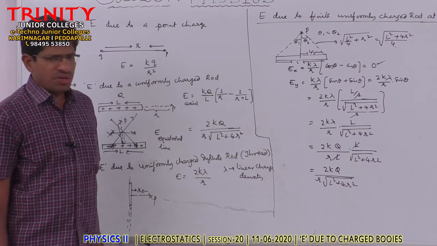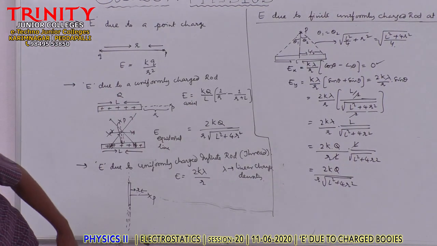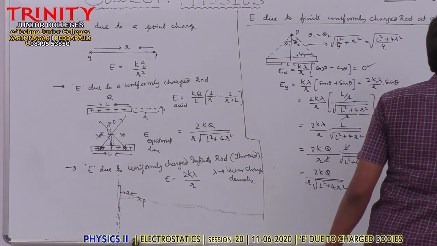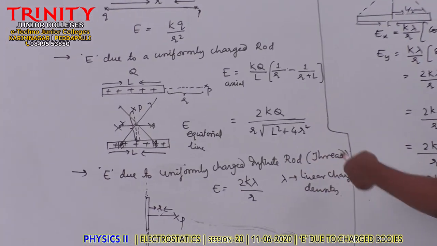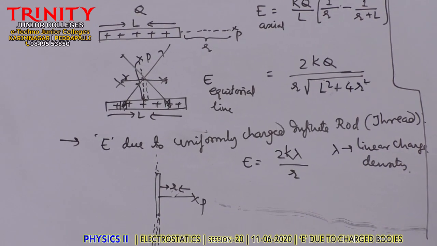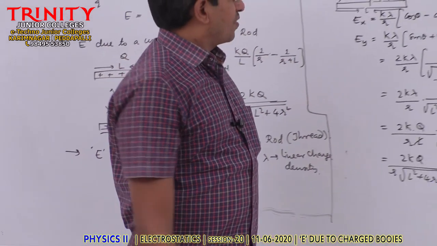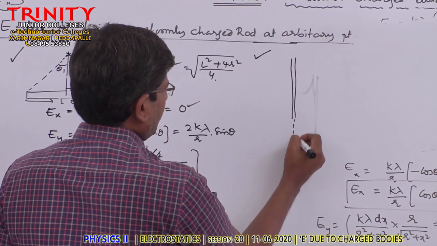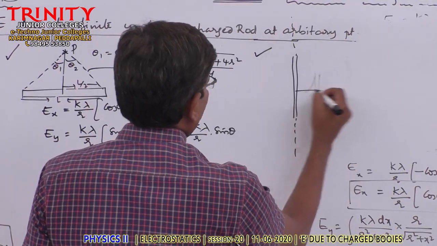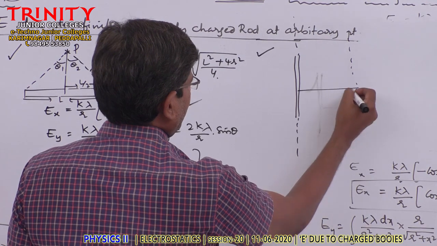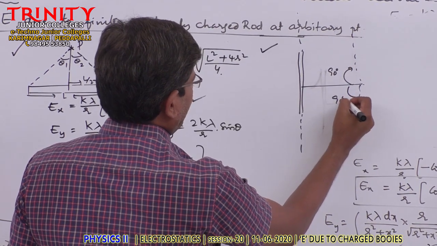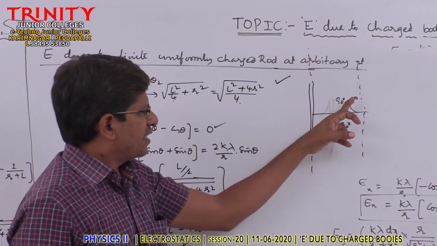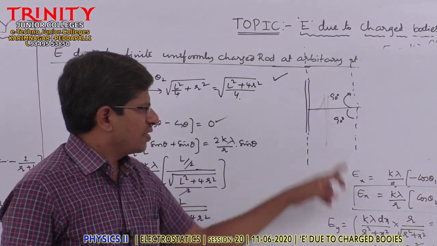And the next, more important one, is E due to a uniformly charged infinite rod. The earlier case was the finite rod. The other case is the infinite thread. What will be the angles then? The angles will be like this and like this: this will be 90 and this will also be 90. That means theta 1 and theta 2 are almost at infinity. With this line it is making 90, and it is matching somewhere there, and this is also 90.